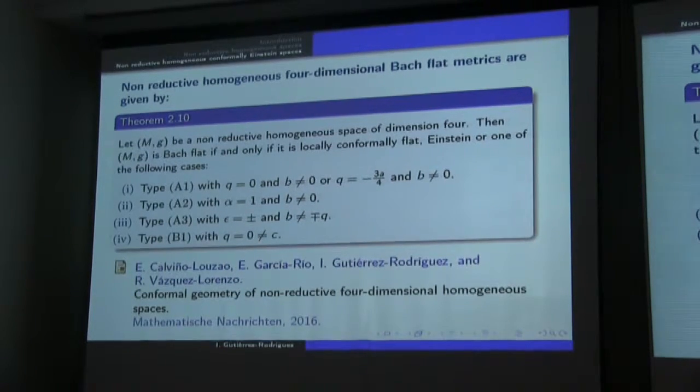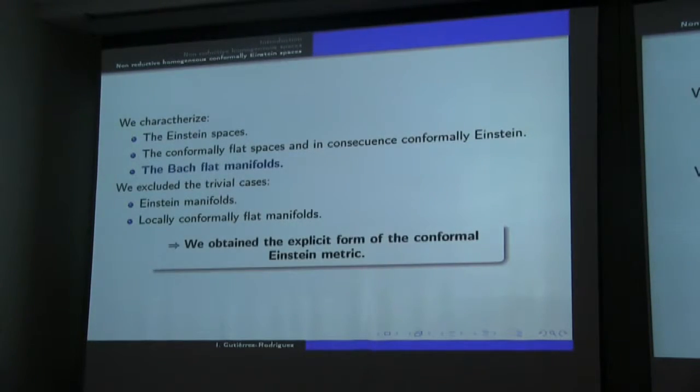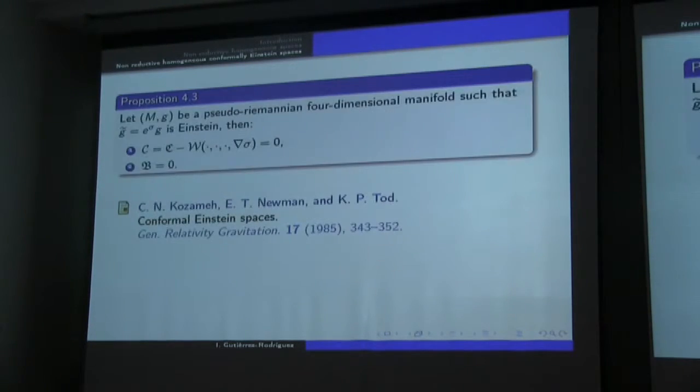We have the following theorem. We classify the non-reductive homogeneous four-dimensional Bach-flat metrics, which are given by these types. These types are Lie algebra pairs. These are the parameters of the metric tensor. We characterize the Einstein spaces and the conformally flat spaces, which are, in consequence, conformally Einstein. For the Bach-flat manifolds, we exclude the trivial cases: Einstein manifolds and locally conformally flat manifolds. Therefore, we obtain the explicit form of the conformally Einstein metric.